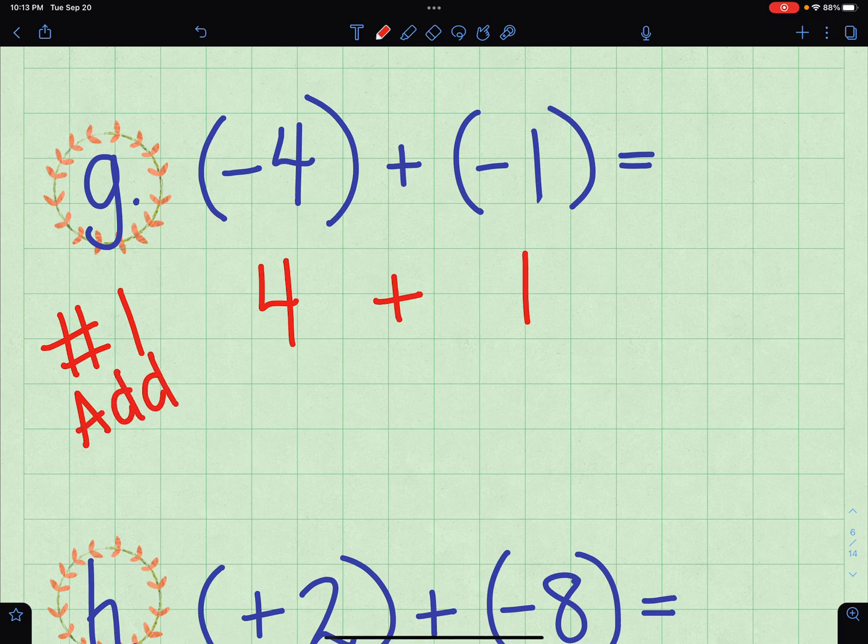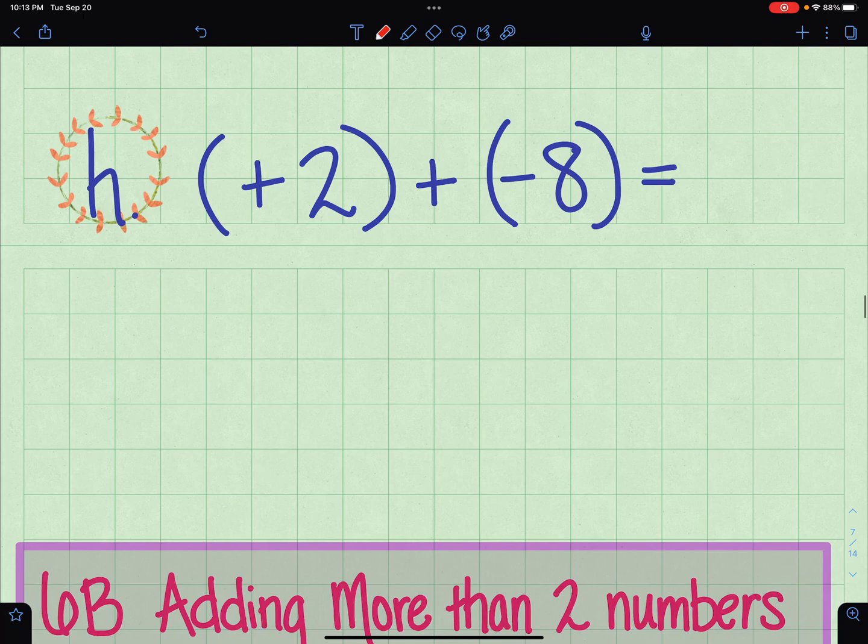Add absolute values. Okay, I don't know. I'm just going to remember it for now, and maybe I'll think of a mnemonic later. All right, so the answer is 5. 4 and 1, when you add them together, is 5. What sign does the answer get? It gets the same sign as the numbers we started out with, so it's going to end up being negative.